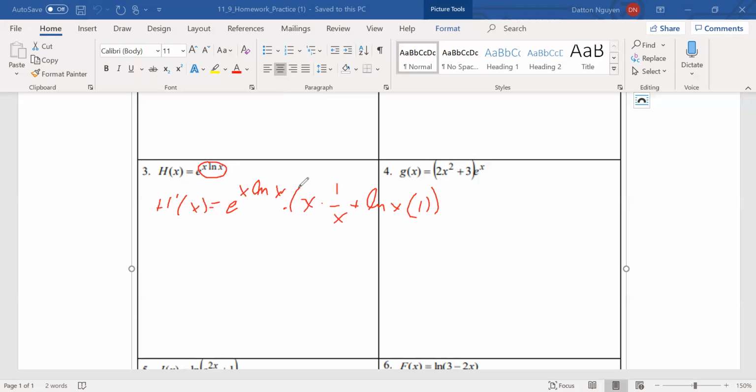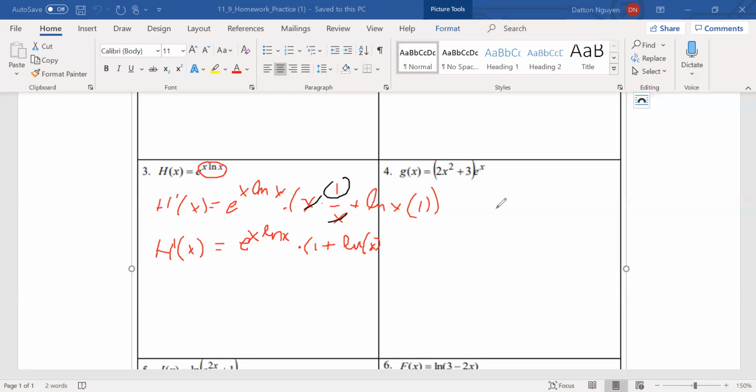So here I'm going to simplify. This will just become 1 right here, obviously, and then I have my derivative is equal to e to the x natural log of x when I clean it up a little bit, times 1 plus the natural log of x.